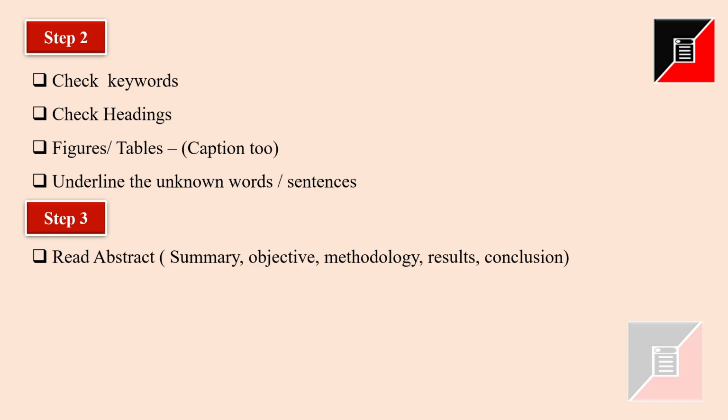Then underline the unknown words and learn them, every sentence also, and read the abstract. After going through step 1 and step 2, first start reading the abstract. While reading the abstract, the first sentences will be the summary or background of the research work, the next will be the objective, the third will be the methodology and the results, as well as the conclusion.